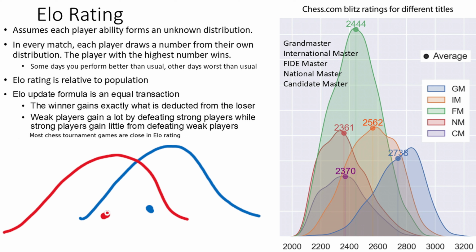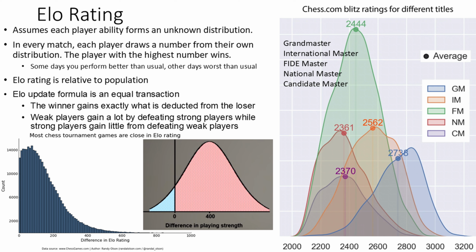Here, the blue fighter is the favorite and red is the underdog. We see that blue should draw higher numbers more often than red. But some days, the underdog will perform better than expected, so red will draw a relatively higher number. That is, blue happens to draw a relatively lower number for that match. Our red underdog will end up winning the match.